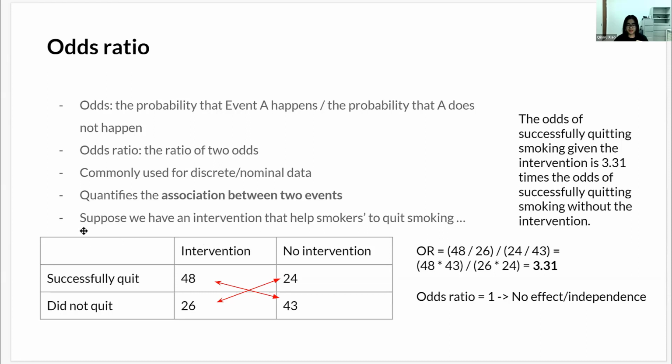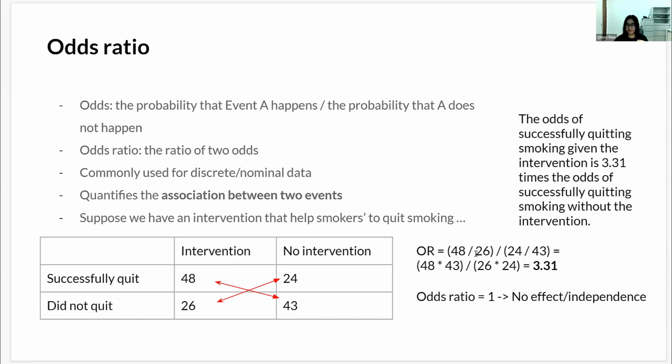To illustrate, suppose we have an intervention to help smokers quit smoking. I recruit a bunch of participants and administer the intervention to some of them, and the others are in the control group. I find that among those who received the intervention, 48 successfully quit smoking and 26 didn't quit. Among those who did not receive the intervention, 24 successfully quit smoking, but 43 did not quit.